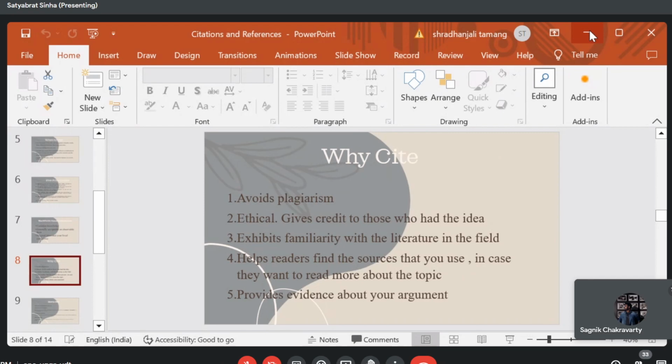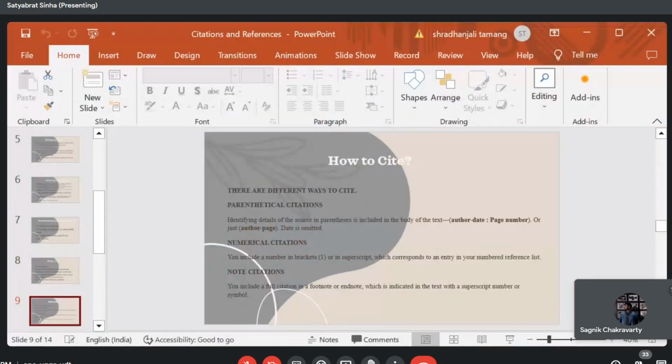So why cite? To avoid plagiarism, it's ethical, it exhibits familiarity, and it helps a reader find the sources that you use. And sometimes part of reading a book is that thrill of chasing an idea, which may not be the original focus of the writing, through the references. And fifth, you need to cite because it provides evidence for your argument. That's also equally important. Next, we move on to how to cite.